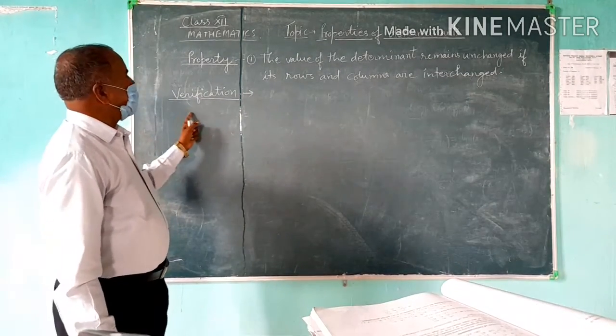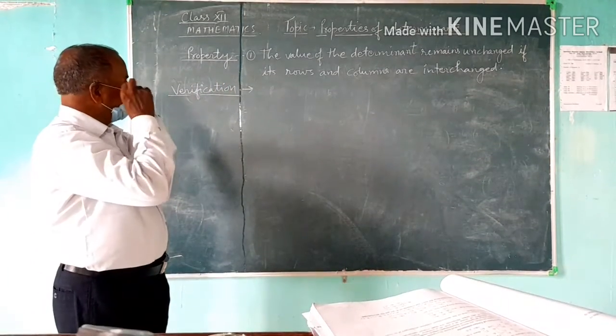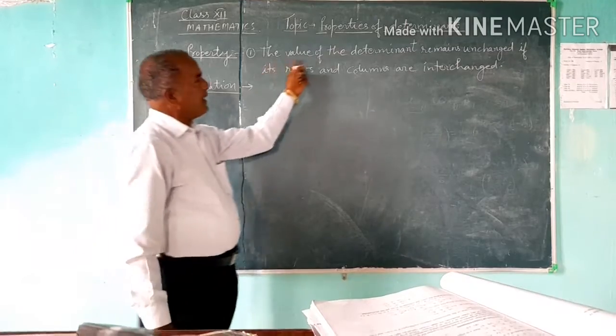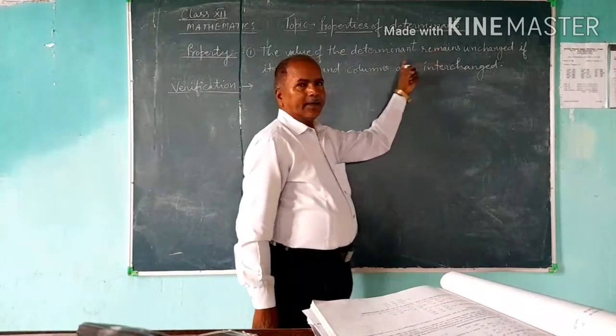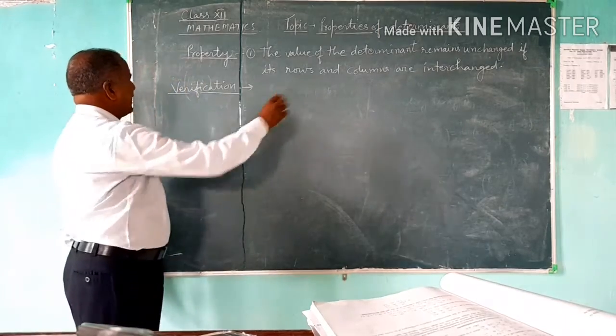So my dear students, in continuation of the properties of determinants, our first property is the value of the determinant remains unchanged if its rows and columns are interchanged. So let us verify this property.